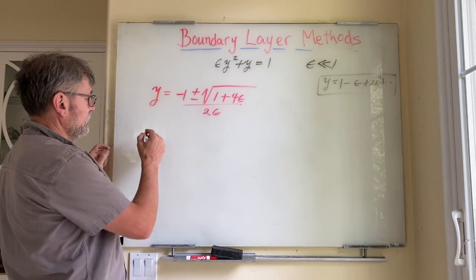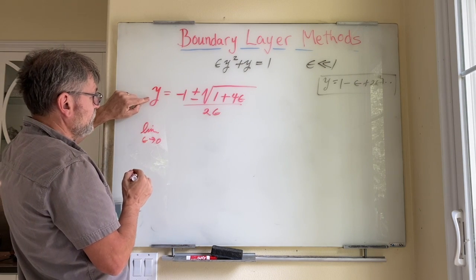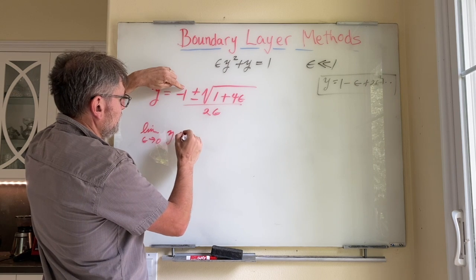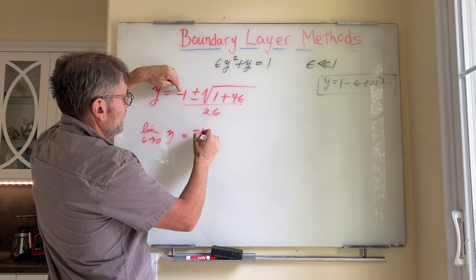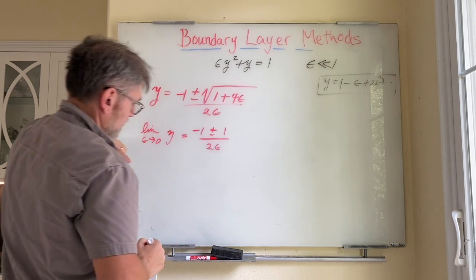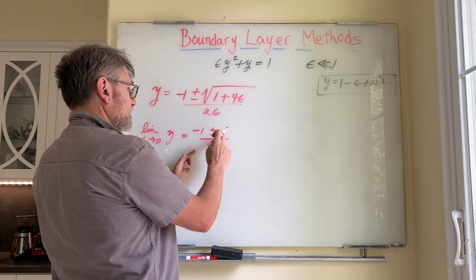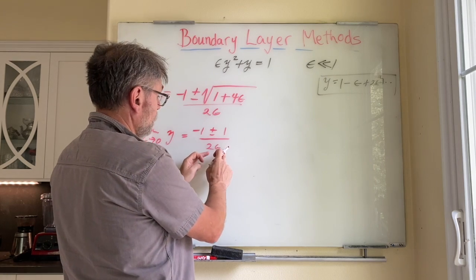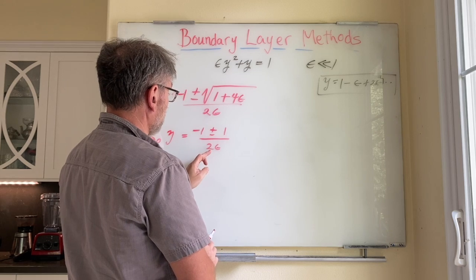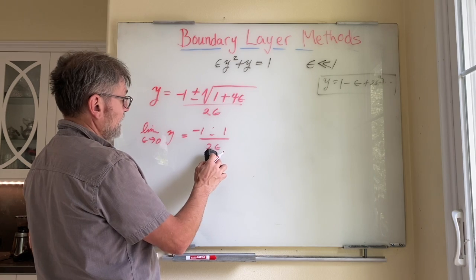So let's take the limit as epsilon goes to 0 of this equation. As epsilon goes to 0, we get y equal to minus 1 plus or minus 1, over 2 epsilon. If we use the plus, then we get 0 over 0, right? Because epsilon is going to 0. So that means we have to use L'Hopital's rule with the plus. If we use the minus, then we get minus 2 over epsilon, and that one will blow up.